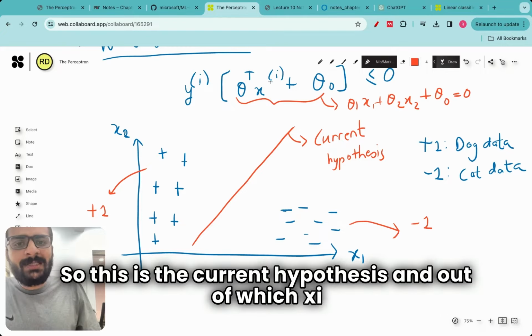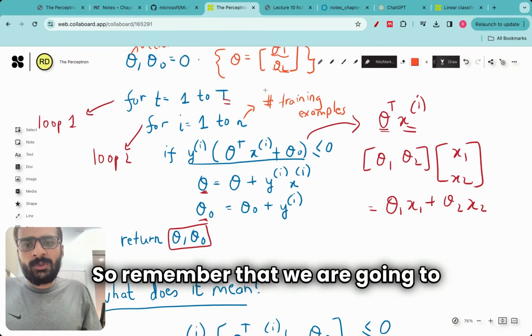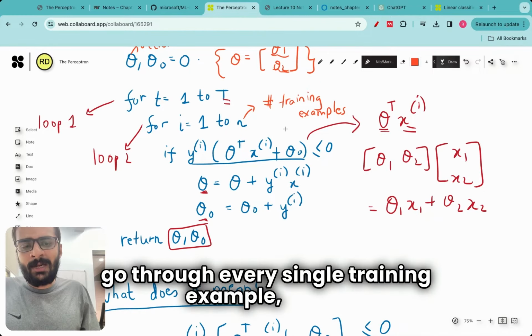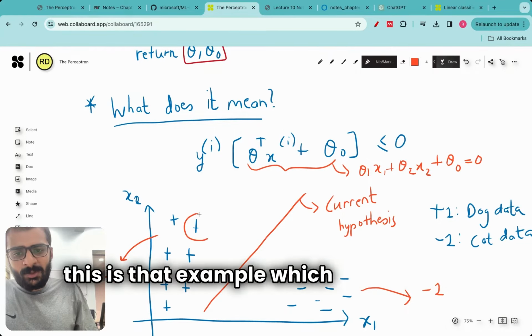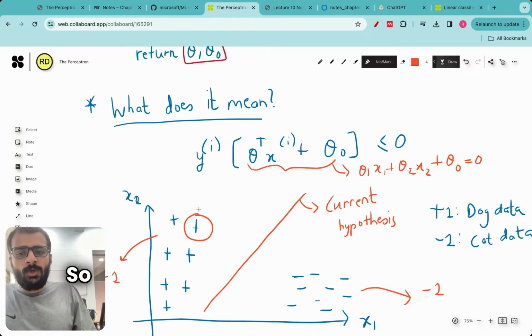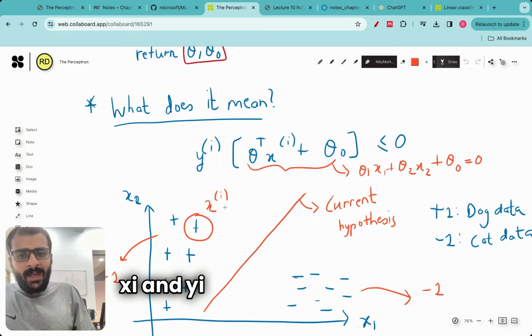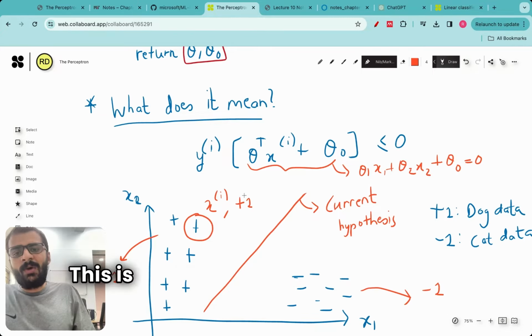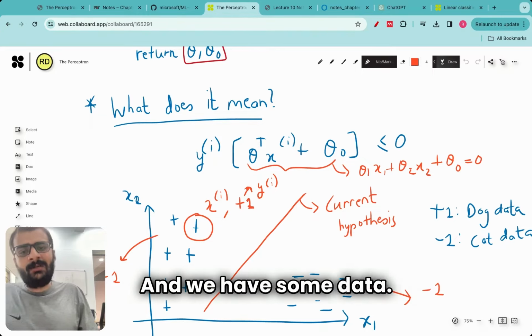And xi is the current data point which we are looping through. Remember that we are going to sequentially go through every single training example. So for the purposes of this illustration, this is the example which we are going through. For this particular example, we have a certain xi and yi is equal to +1, because it belongs to the dog data.